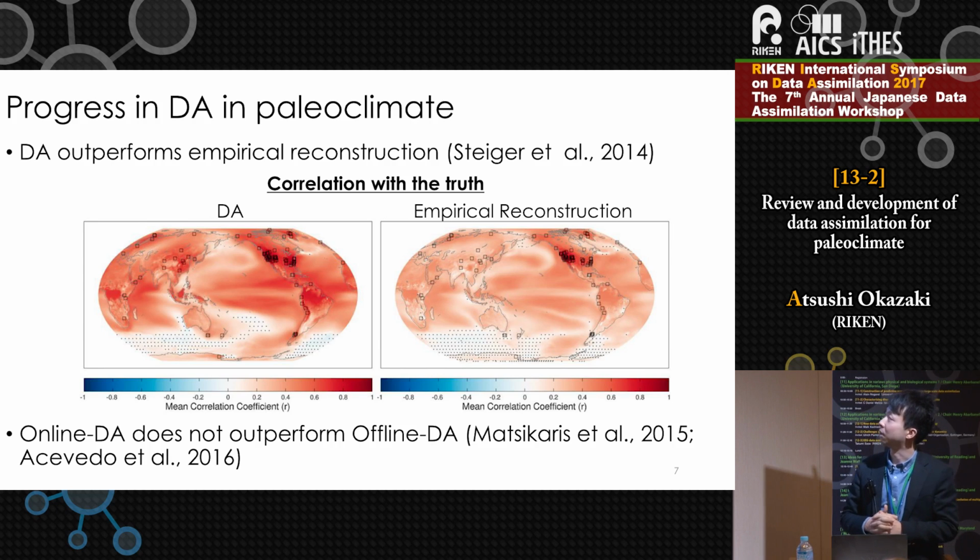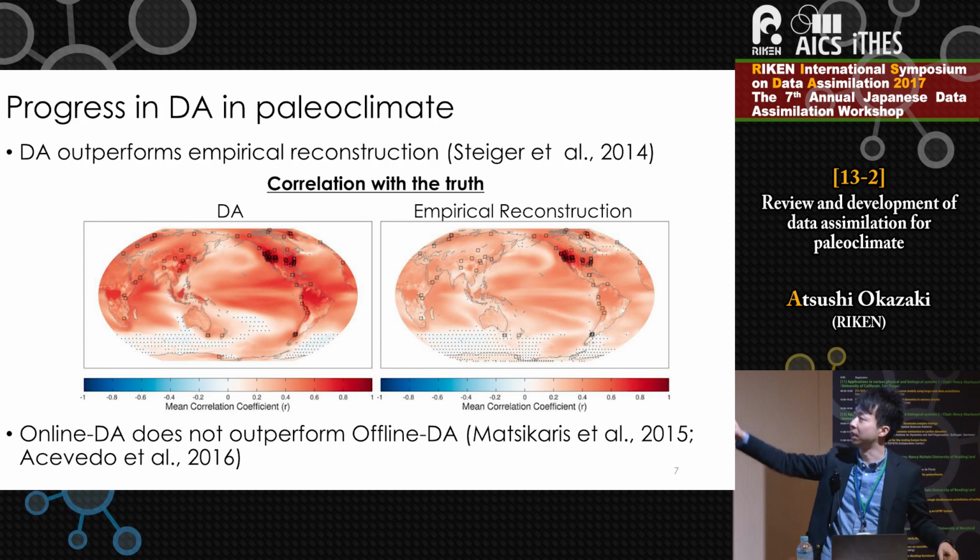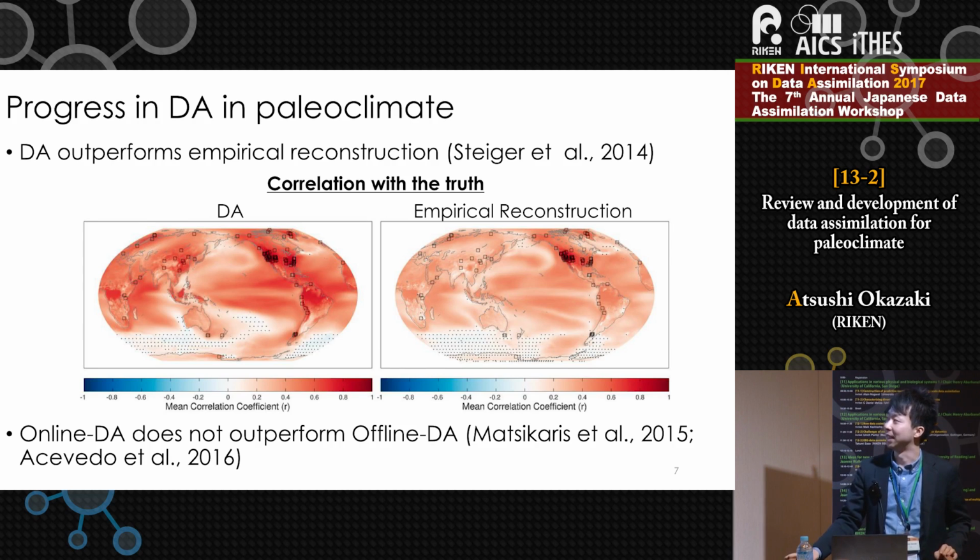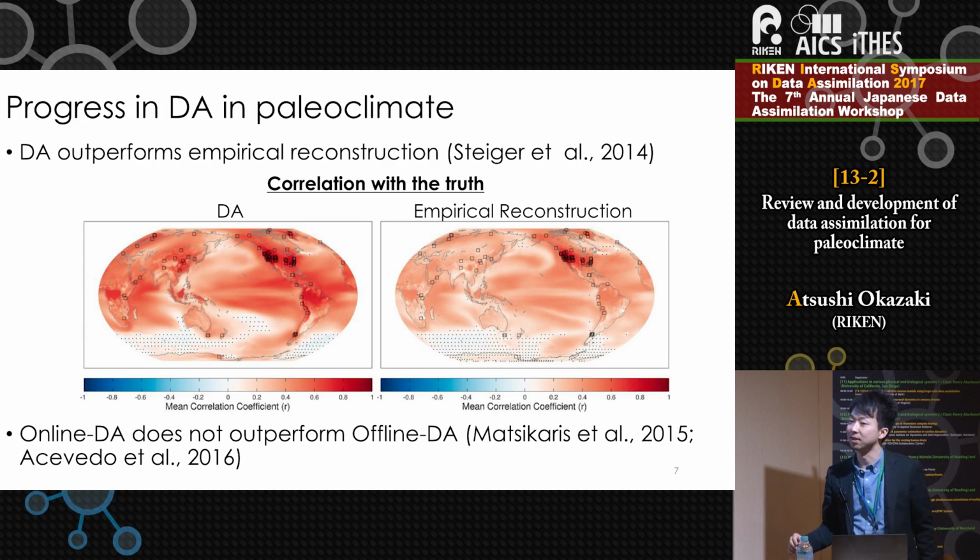Steiger et al. 2014 compared data assimilation-based reconstruction and empirical reconstruction in the framework of an OSSE. The figure shows the correlation with the truth. You can see that the correlation in data assimilation is colored more deeply, which means that the skill of data assimilation is better than empirical reconstruction. The other important result is that online data assimilation does not outperform offline data assimilation. Please note that this was demonstrated using an atmospheric model, and we do not know if it is true for the ocean.